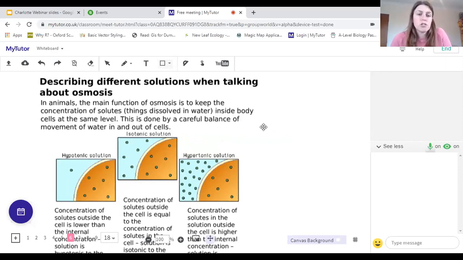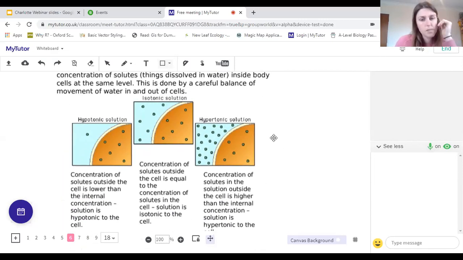So the main function of osmosis is to try to keep the concentration of solutes, so things that are dissolved in water, inside the body cells at the same level. And we do this by moving the water about through osmosis. So we try and keep concentrations similar. This is done by a careful balance of movement of water in and out of the cells.